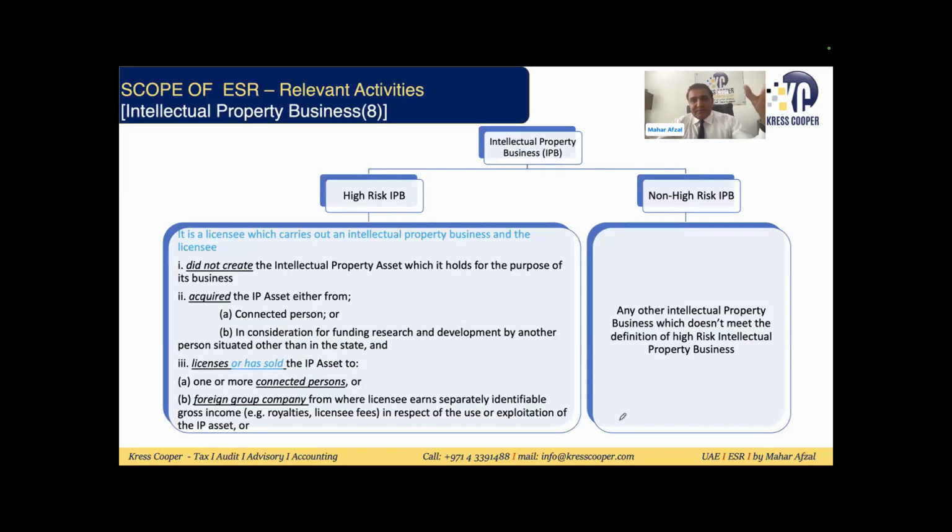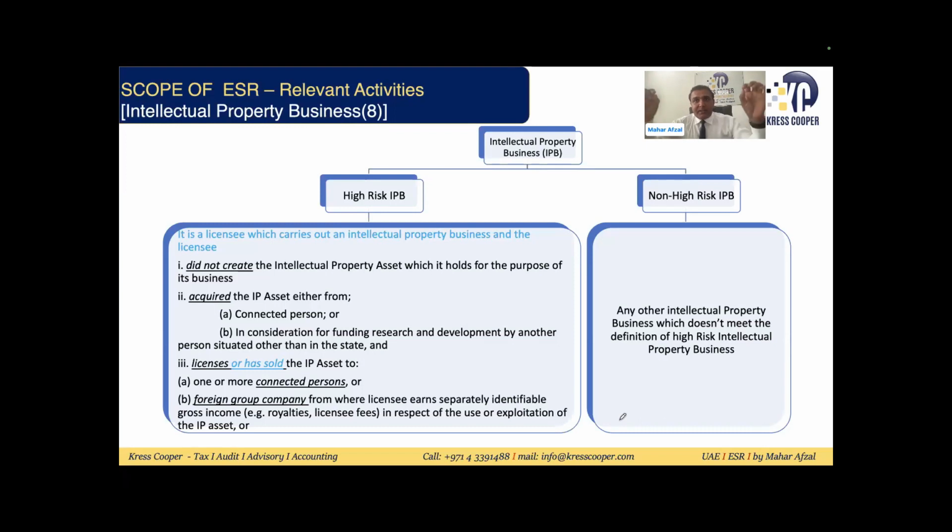The important thing is, if the licensee has not created the intellectual property asset, but taken this asset from the group entity, or funded the research and development conducted outside the UAE and then bought that asset, and after taking this asset the licensee has given it to any connected persons or to any foreign group company, then it will be assumed that the licensee is involved in the high risk intellectual property business.